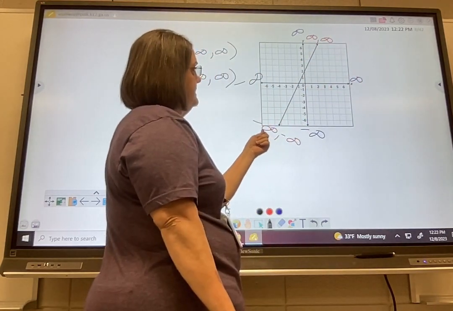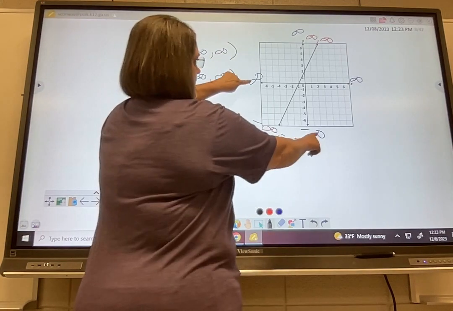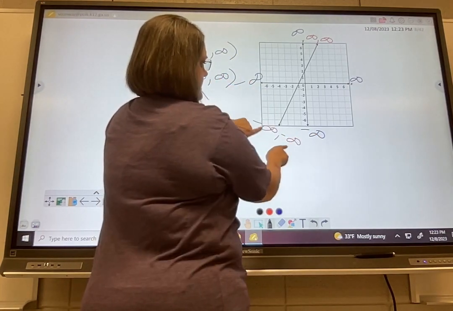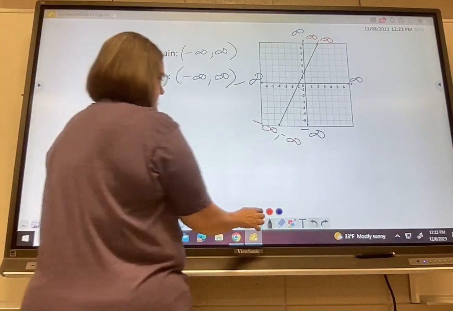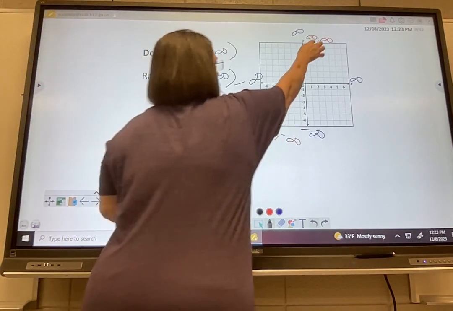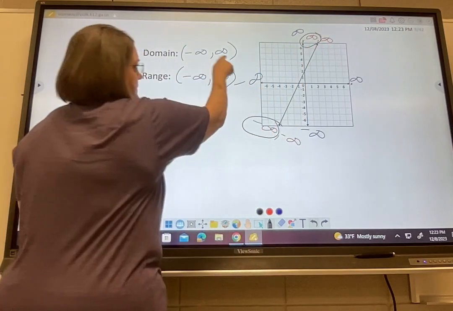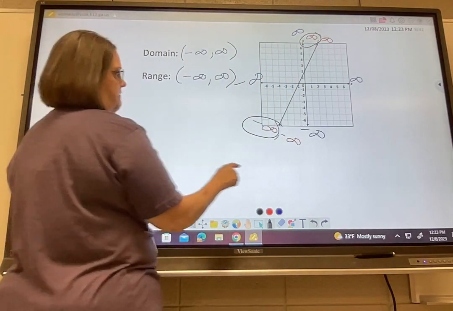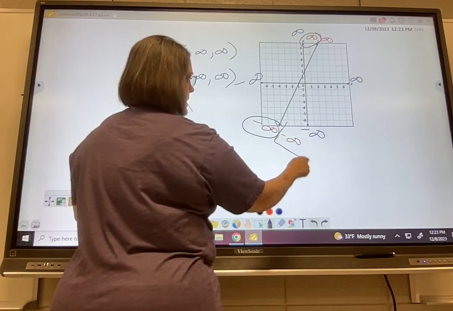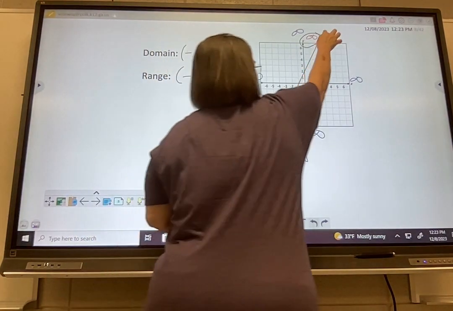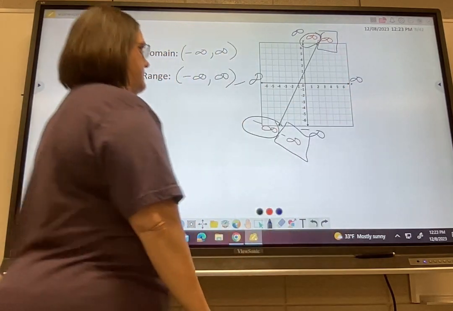This one here has an arrow right here that falls between these. This is its x, this is its y. So when you're looking at the domain, you just look at your smallest x value to your largest x value. So negative infinity to infinity. And again, for range, you look at your smallest y value to your largest y value. So negative infinity to infinity.